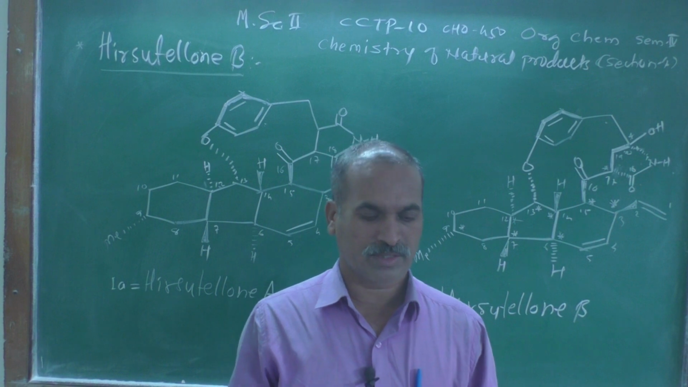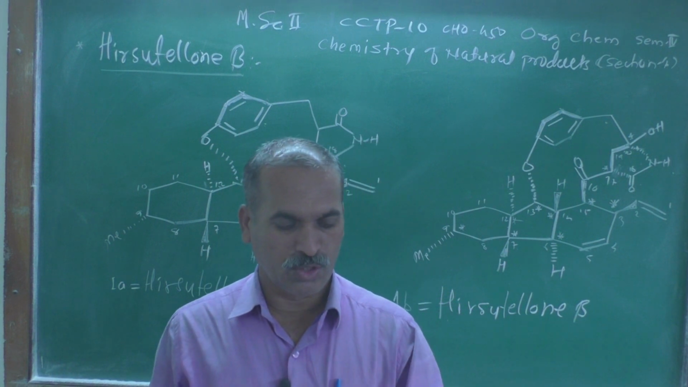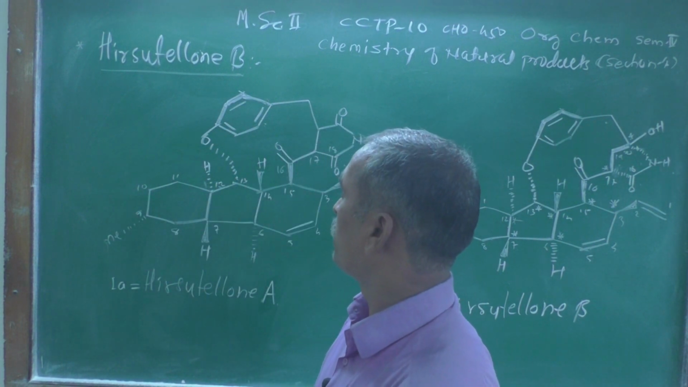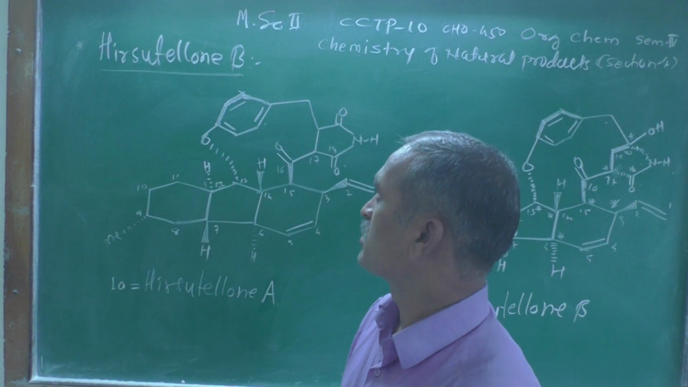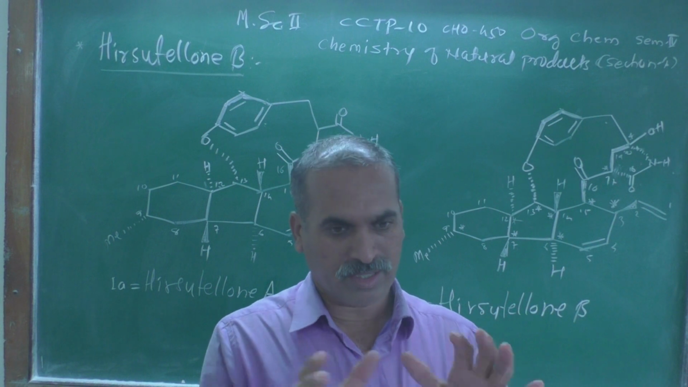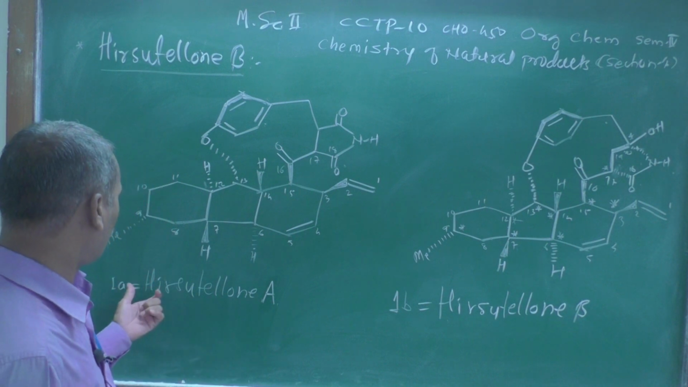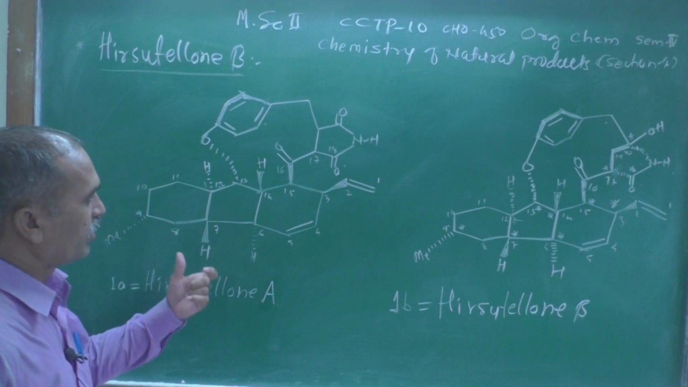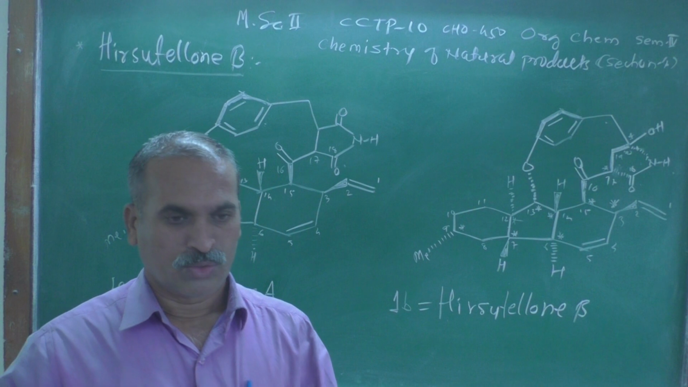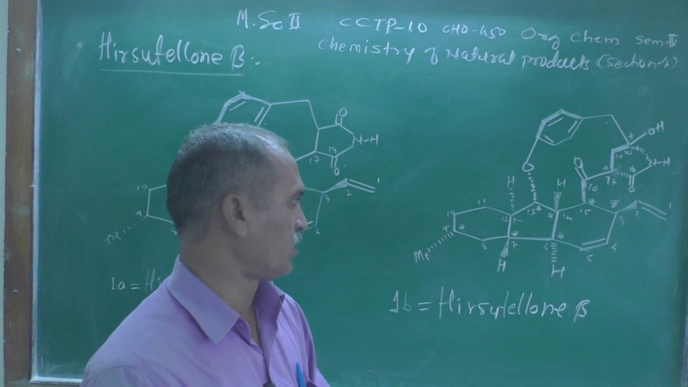I think we were describing Hirsutellone B. As we know, look at the blackboard, we are going to discuss Hirsutellone B. We already had that type of discussion, and there are two structures written on the blackboard. The first one is called Hirsutellone A and the second one is called Hirsutellone B. So what is the major difference between these two structures?